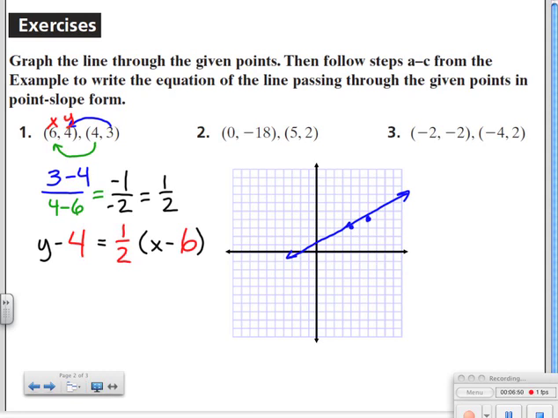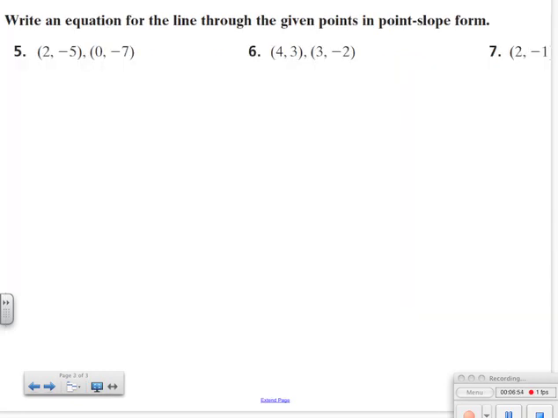Do the same thing for the second part of your reteaching, only this time you do not need to graph them. So only 1 through 4 do you need to graph. In this case, you're going to do number 5, so we'll do number 5 together as well, starting with the slope.